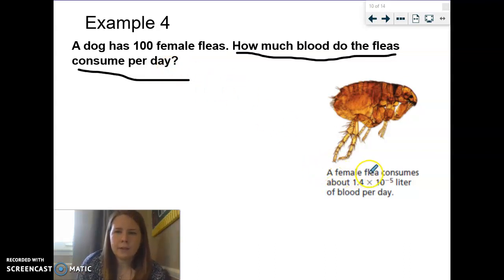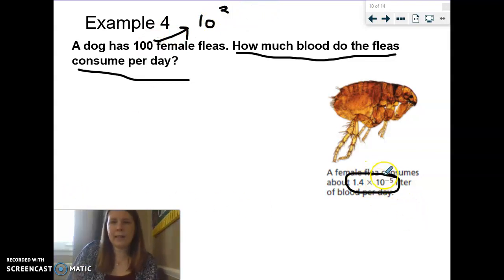So what it also says is that a female flea consumes about 1.4 times 10 to the negative fifth liters of blood per day. So this is going to be important to tell me how much each flea consumes each day. There are 100 female fleas though. So what we're actually going to do is convert this into a power, with a base of 10. So 10 to the power of what would give me 100? Well, 10 times 10, so a power of 2, is 100. So I'm going to have 10 to the second.